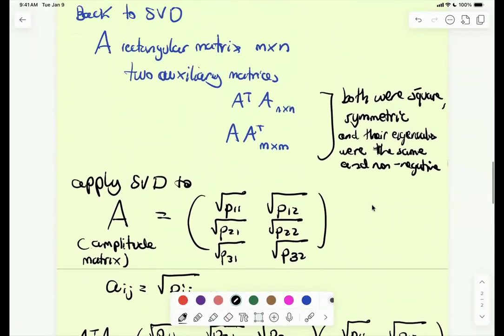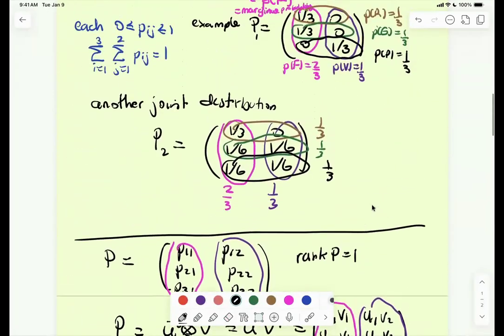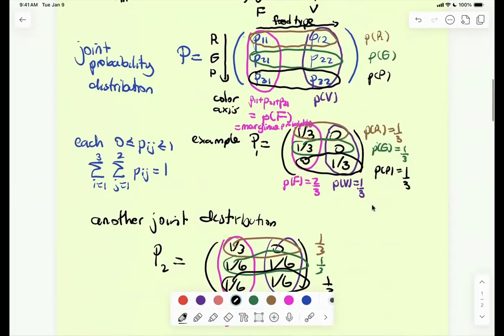Just give me a second here, just to say something. Just trying to get the right colors. Okay.